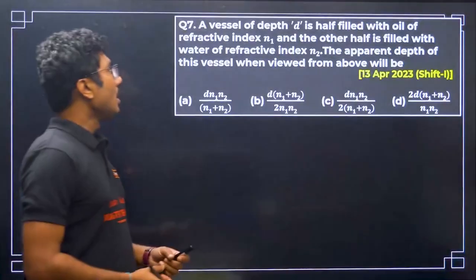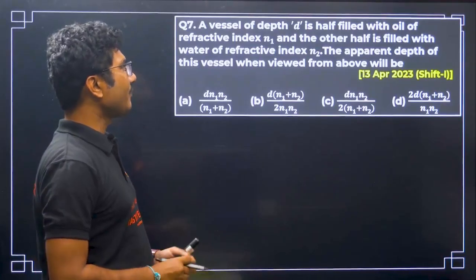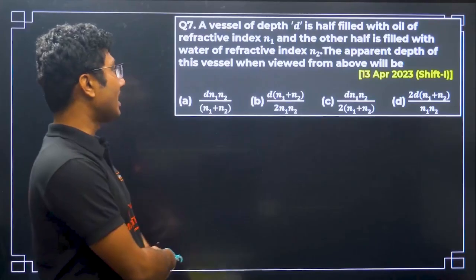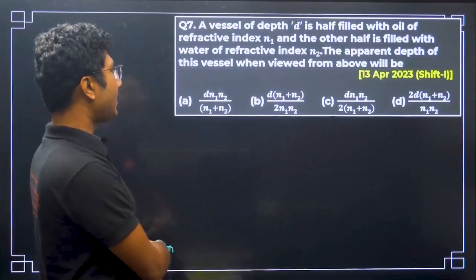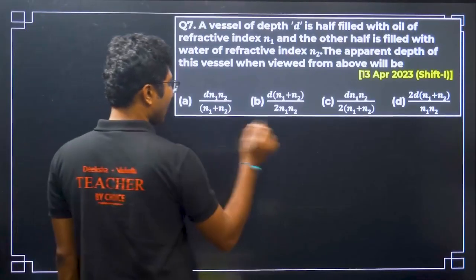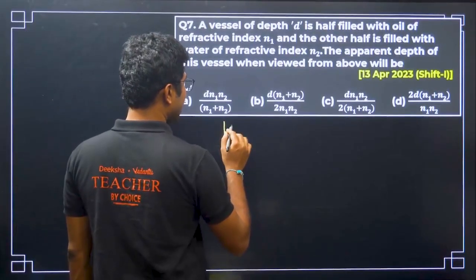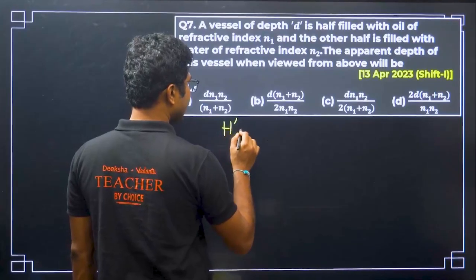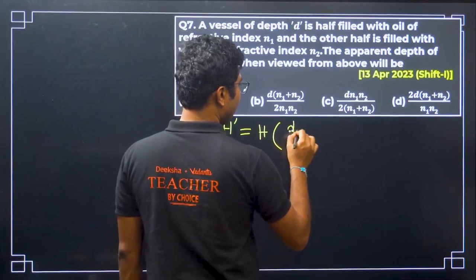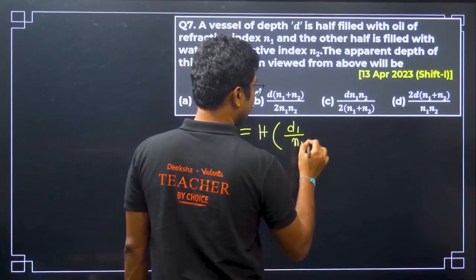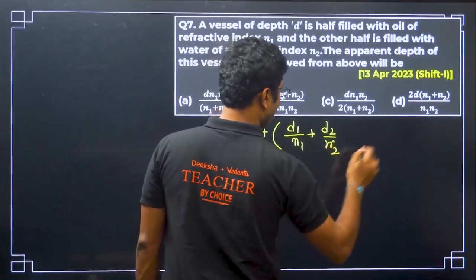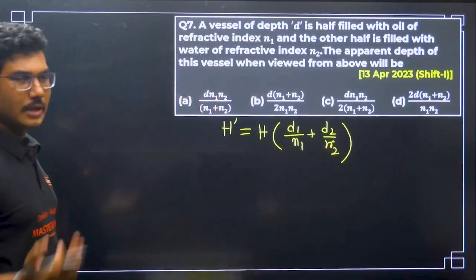A vessel of depth D is half filled with oil of refractive index N1 and the other half is filled with water of refractive index N2. The apparent depth of this vessel when viewed from the top will be? So, what is the formula for apparent depth? I already showed you. Apparent depth H dash will be H into D1 by refractive index N1 plus D2 by refractive index N2 plus so on. Here only two liquids are there, so only up to 2.